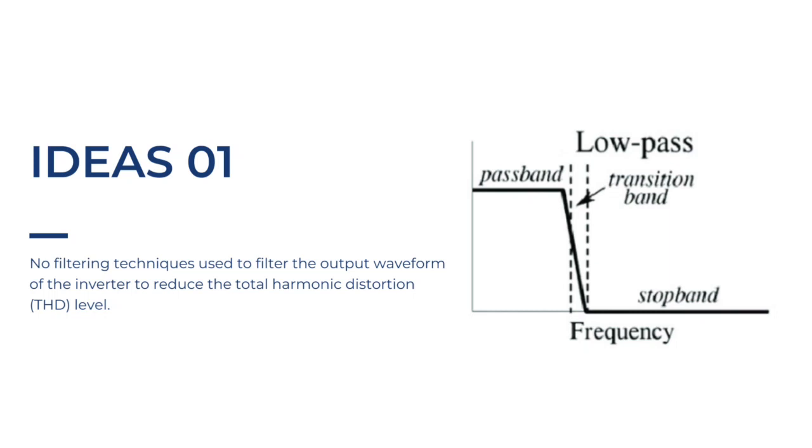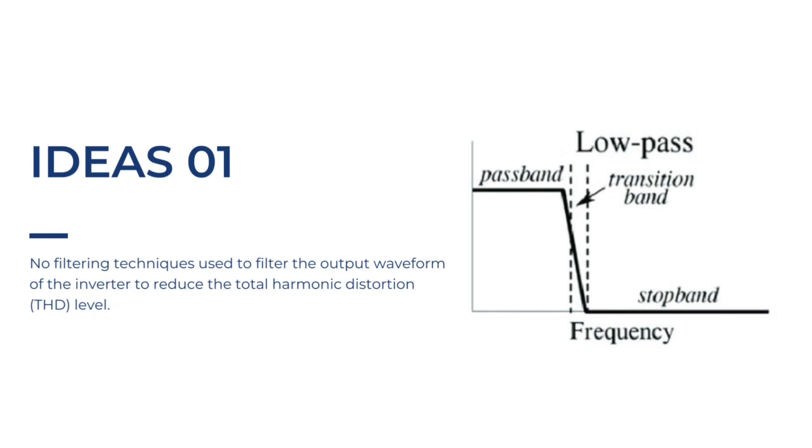Now let's have a look at the ideas. For the first idea, no filtering technique is used to filter the output waveform of the inverter to reduce the THD levels. Although this filter is not introduced in the research paper, we included it as one of the main factors that can affect the THD levels.